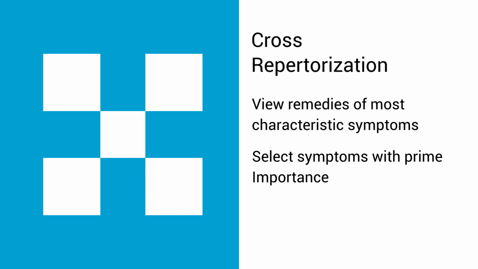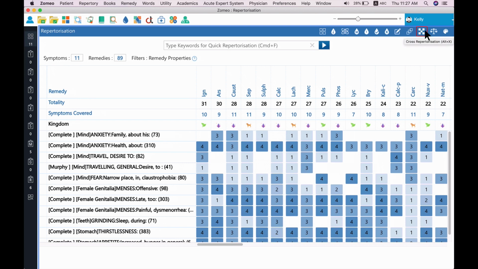When you apply this filter, you will only see the remedies that commonly cover the selected rubrics and eliminate all other remedies, making it simpler for you to decide on the final remedy for the patient. Let us now look at the cross-repertorization filter.